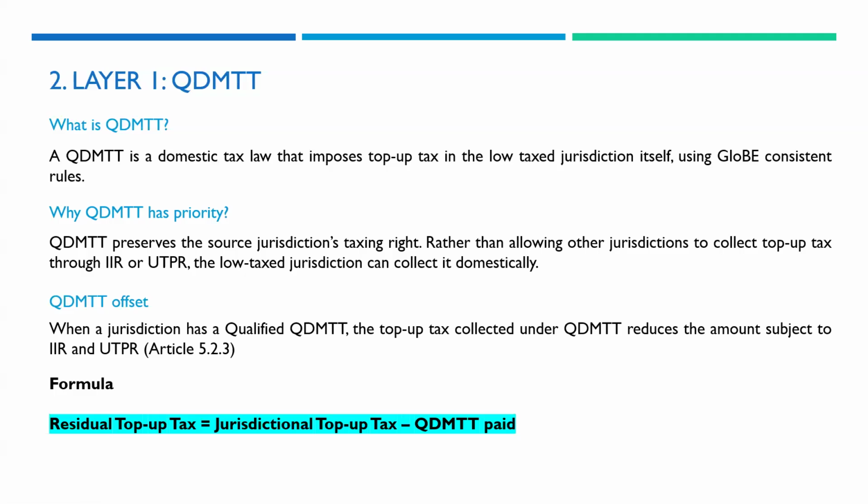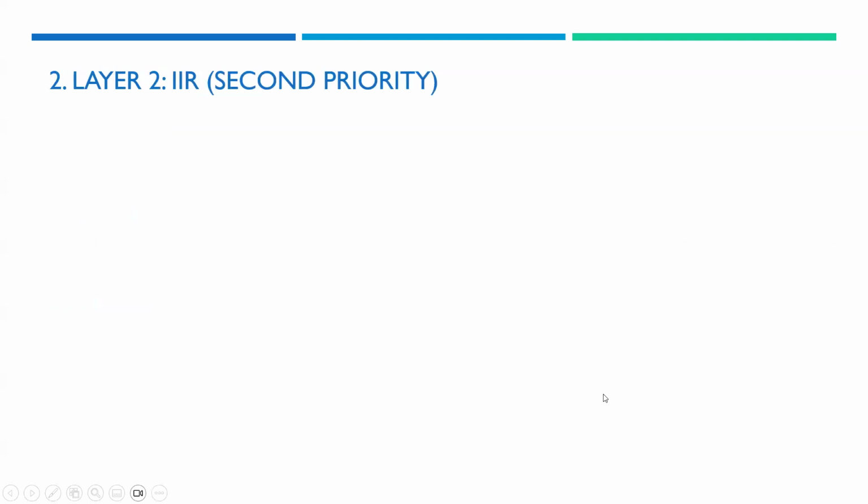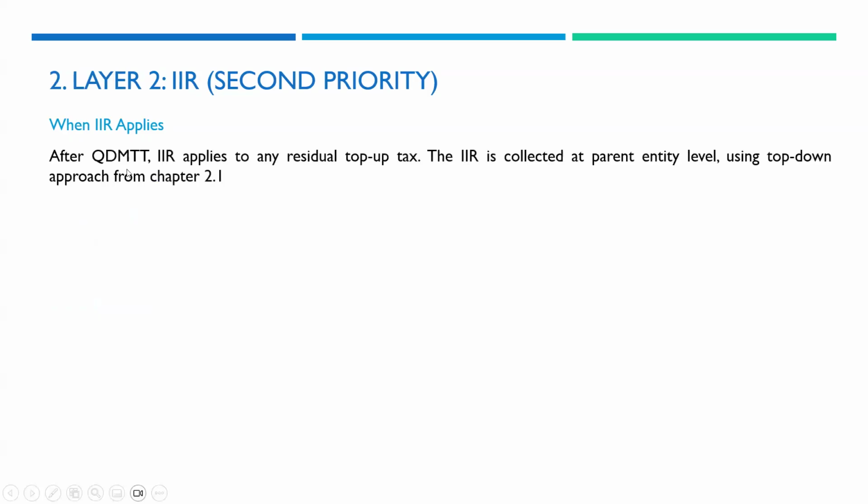And after IIR, when it comes to UTPR, the residual top-up tax is going to be jurisdictional top-up tax minus QDMTT paid minus that paid by the UPE through IIR. Correct? Getting it? Now, IIR, you know IIR already. When does IIR apply? After QDMTT, IIR applies to any residual top-up tax.